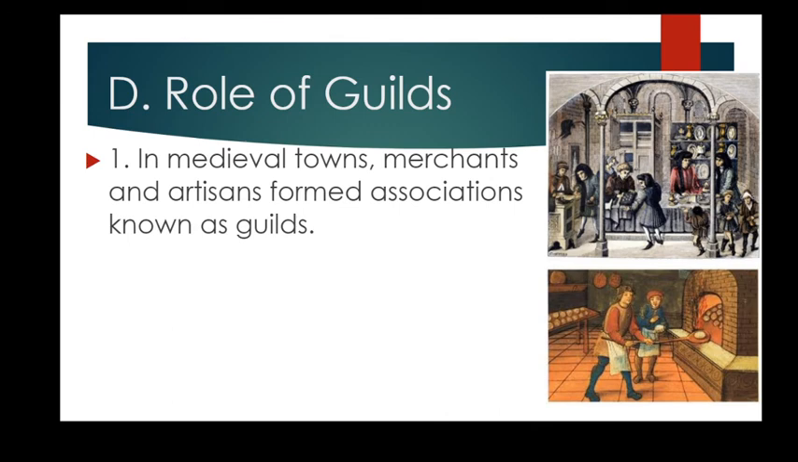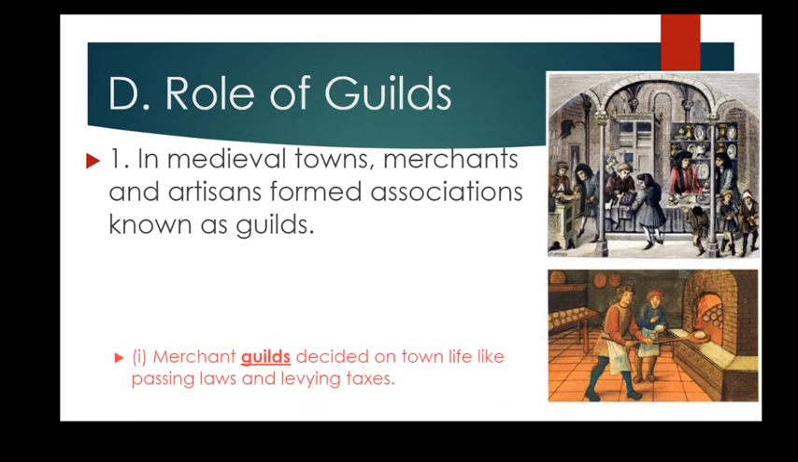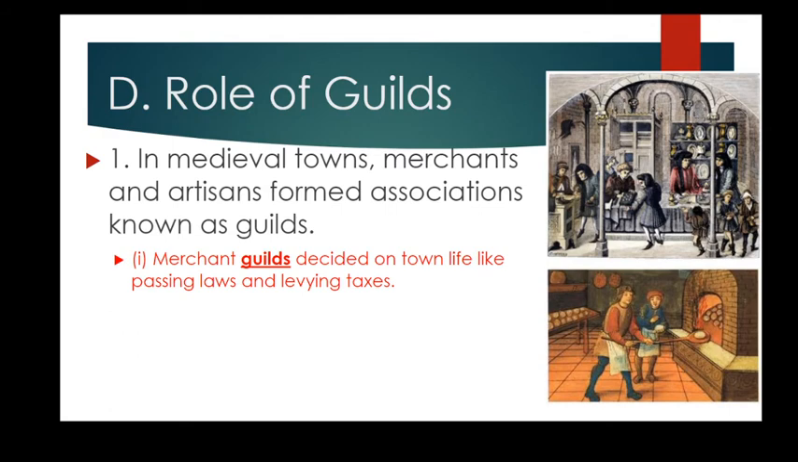In the medieval towns, these merchants and artisans eventually started to realize that as more and more people tried to become merchants and artisans, it was going to hurt their craft and hurt their profits. So they would start to form a guild, right? A guild is decided in a town that basically helps decide what laws are going to pass and what taxes will be levied. They help these things.